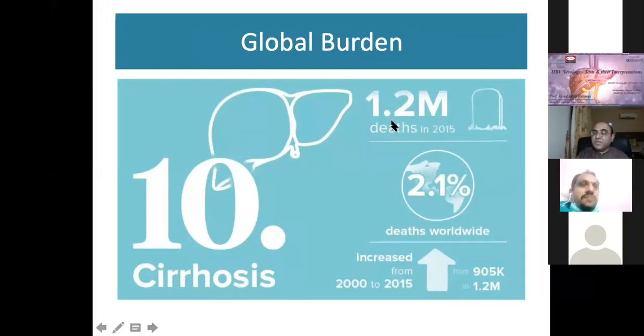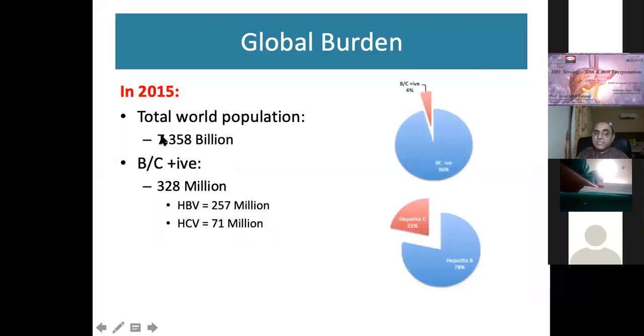In 2015, out of 1.2 million deaths, the 10th cause of death was liver cirrhosis, and it increased from 2000 to 2015 by millions. And this is again the 2015 data: out of the 7.358 billion total population, 328 million were either having hepatitis B or hepatitis C, and the major bulk, 257 million, had hepatitis B. So that's the reason it is important that we should be very clear about its stage, and whether the patient needs to be treated or not.